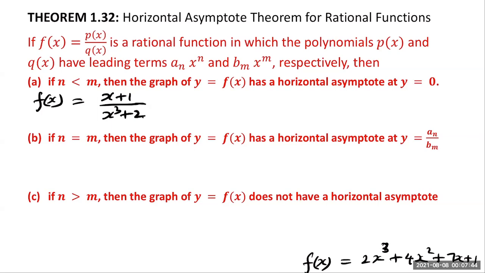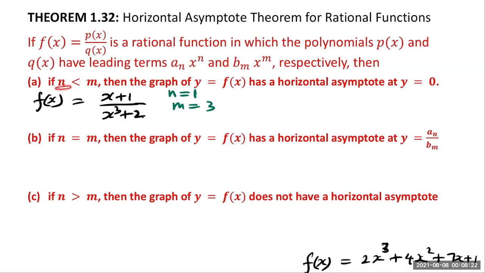As you can see here, what is the degree of the top? n is the degree of the top. Remember, this n given here is the degree of the top polynomial p of x. In this case, my p of x is this one, which is in the top. So what is the degree of that polynomial? It is 1, right? Clearly it is 1. And what is the degree of the bottom polynomial? The degree of the bottom polynomial means the degree of this polynomial, which is m. So what is the degree of my bottom polynomial? It is 3. m is equal to 3.